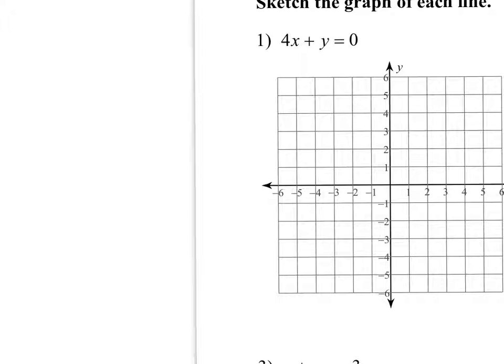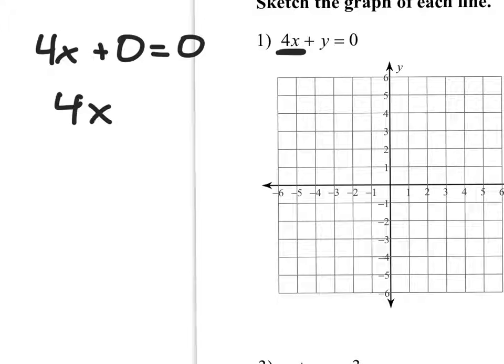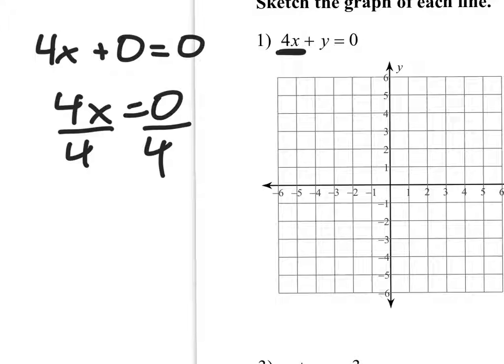Again, to find my x-intercept, I'm going to set y equal to 0. So 4x plus 0 equals 0. If I subtract 0 over, I get 4x equals 0. If I divide both sides by 4, x equals 0 divided by 4, which is just 0. That's a pen color I like. So I'm going to go to x equals 0.